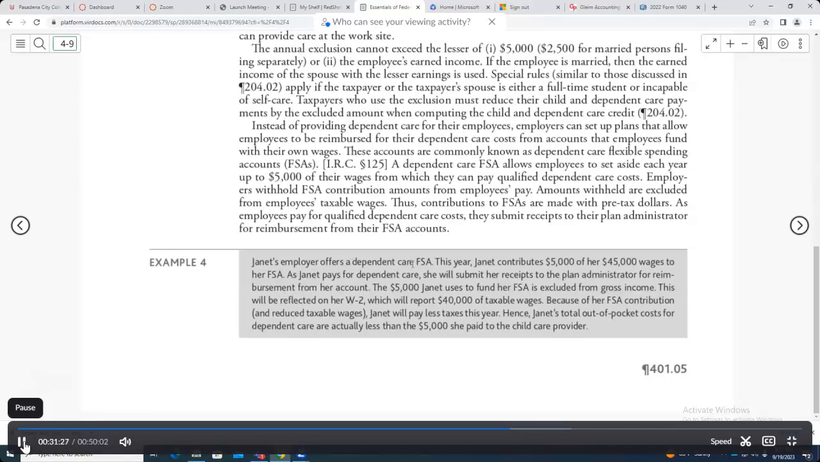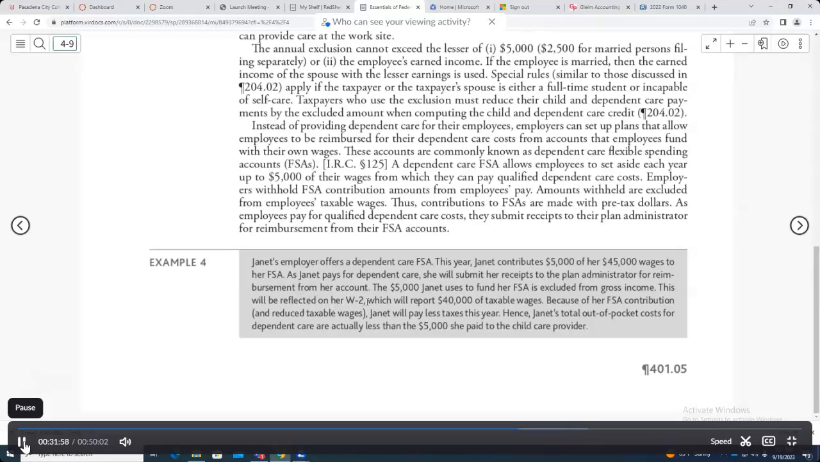Janet's employer offers a dependent care FSA. This year, Janet contributes $5,000 of her $45,000 wages to her FSA. As Janet pays for the dependent care, she will submit her receipts to the plan administrator for reimbursement from her account. The $5,000 Janet uses to fund her FSA is excluded from gross income. This will be reflected on her W-2.